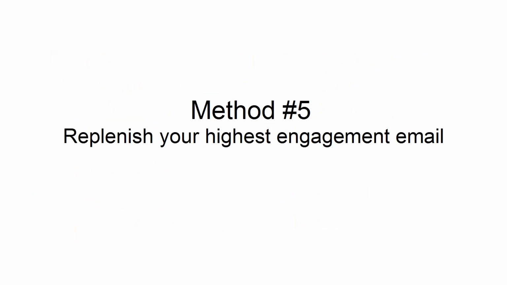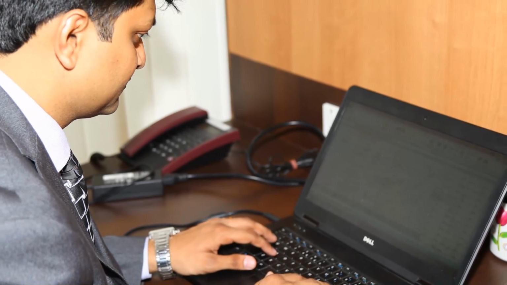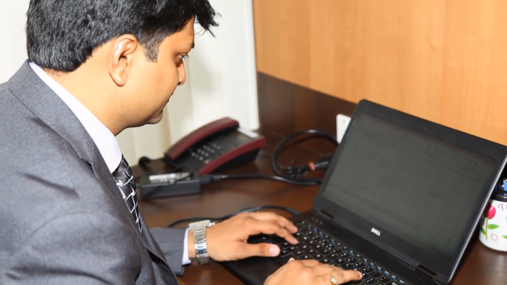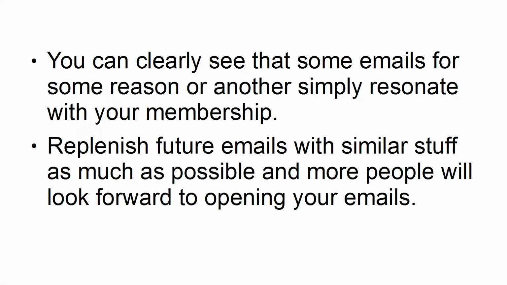Method number 5. Replenish your highest engagement email. By just looking at the track record of your list and paying attention to the overall open rates, as well as click-through rates, a certain pattern should emerge. You can clearly see that some emails, for some reason or another, simply resonate with your membership. Replenish future emails with similar stuff as much as possible, and more people will look forward to opening your emails.